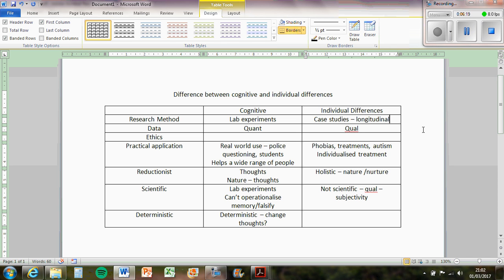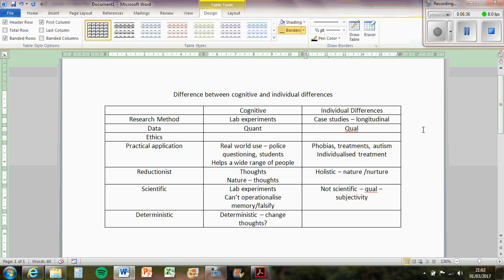You could say things like, we're looking at difference, so we can't have practical application because they're similar. You could say that they're different because the cognitive approach is a lot more reductionist than individual differences. You don't just say one is reductionist and one isn't. You can say one is more so than the other because they're all on that kind of spectrum.